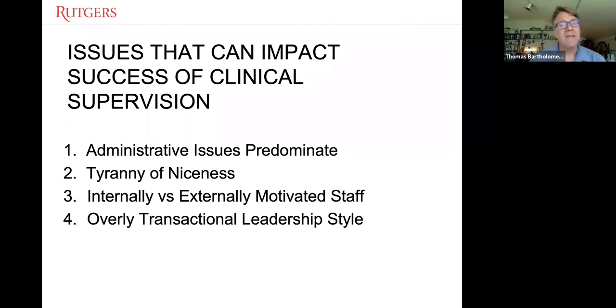The second thing that can affect the effectiveness of clinical supervision is what I call a tyranny of niceness. I got into this field because I'm a nice person. I want to be a nice person. I want to be liked. And so as I became a supervisor, I brought those same qualities of wanting to be a nice person and wanting to be liked.